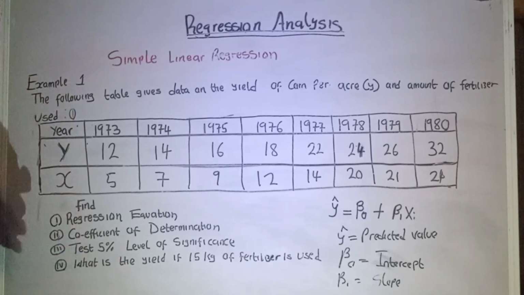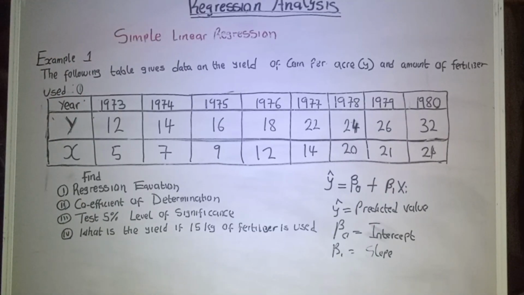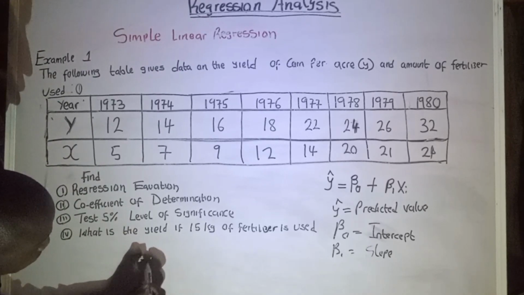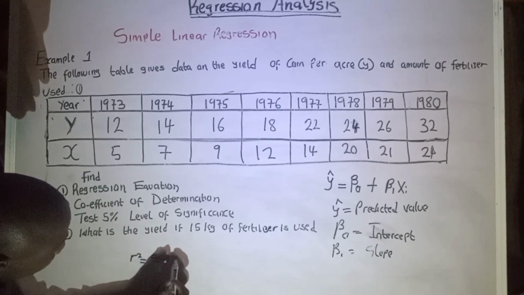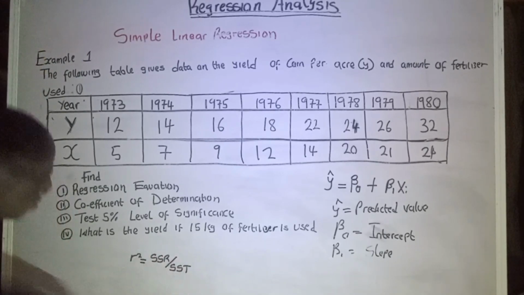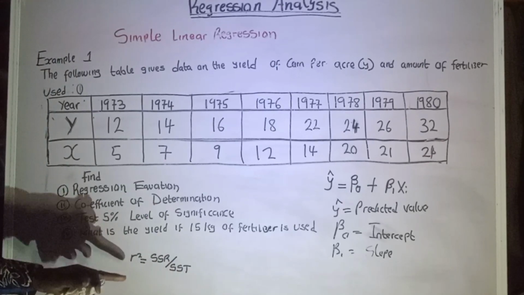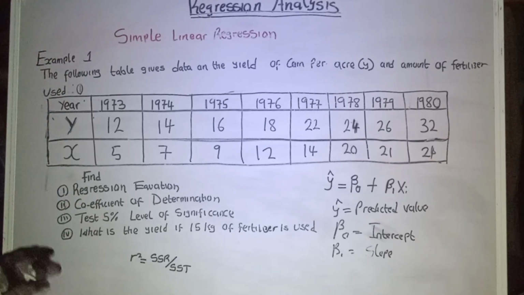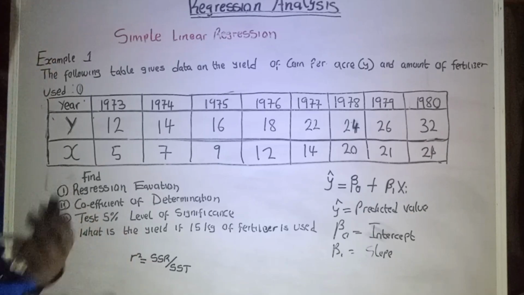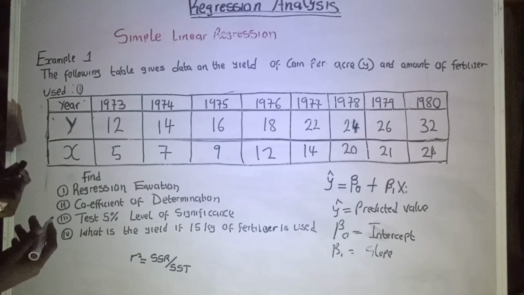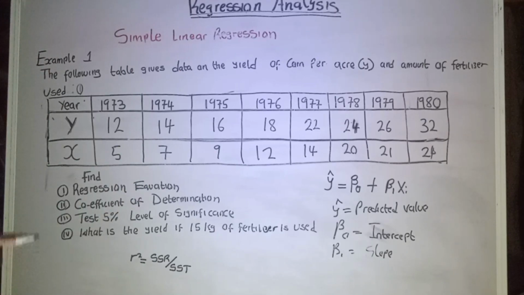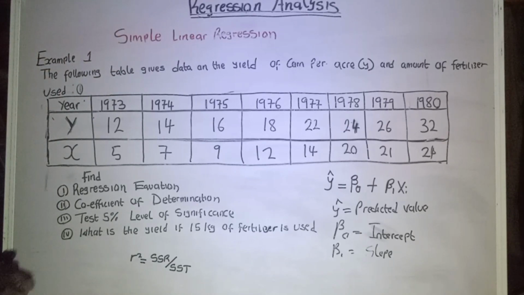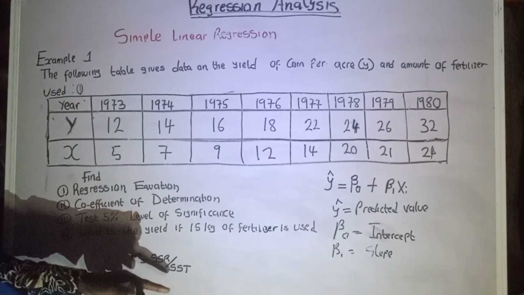Now, without wasting our time, the coefficient of determination is represented by r square, which is equal to SSR all over SST. This is the parameter they use to represent the coefficient of determination. And what does the coefficient of determination tell us? It tells us the effect of the input on the output. It tells us the strength of the input on the output. That is what the coefficient of determination tells us, and it is represented by this formula.